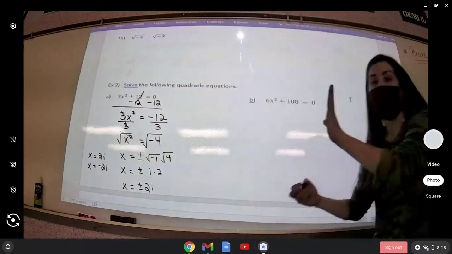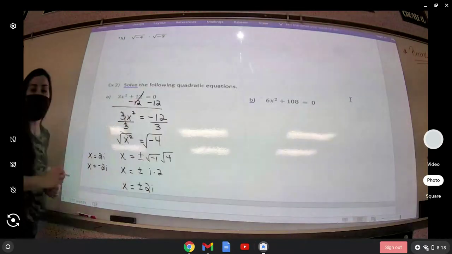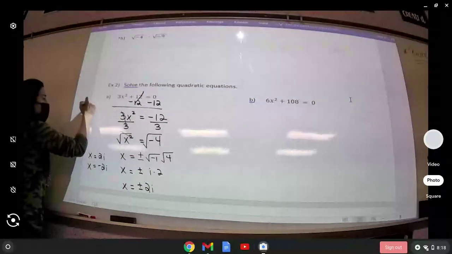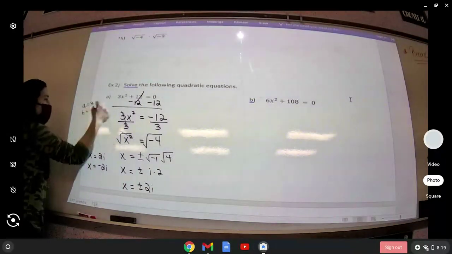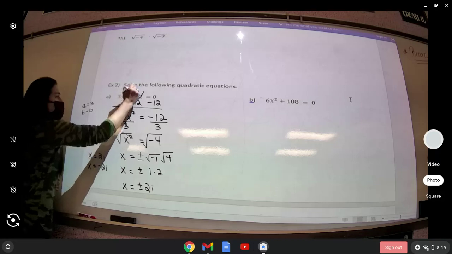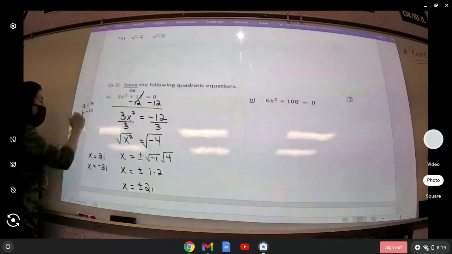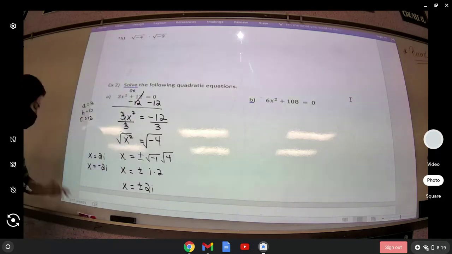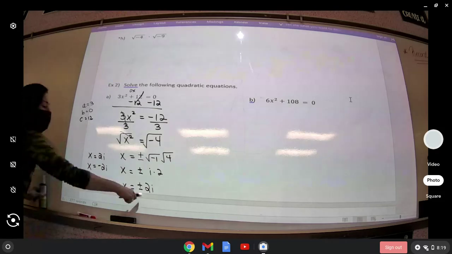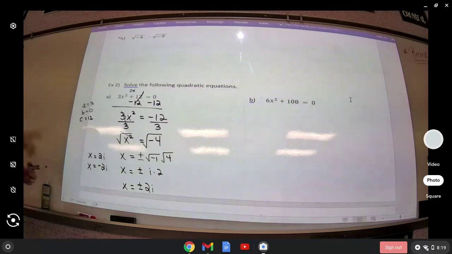All right, look here, guys. You also could have used the quadratic formula. A would have been 3. B would have been 0 because there's 0 x's in this problem. And C would have been 12. If you used the quadratic formula, you still would have gotten those same answers.